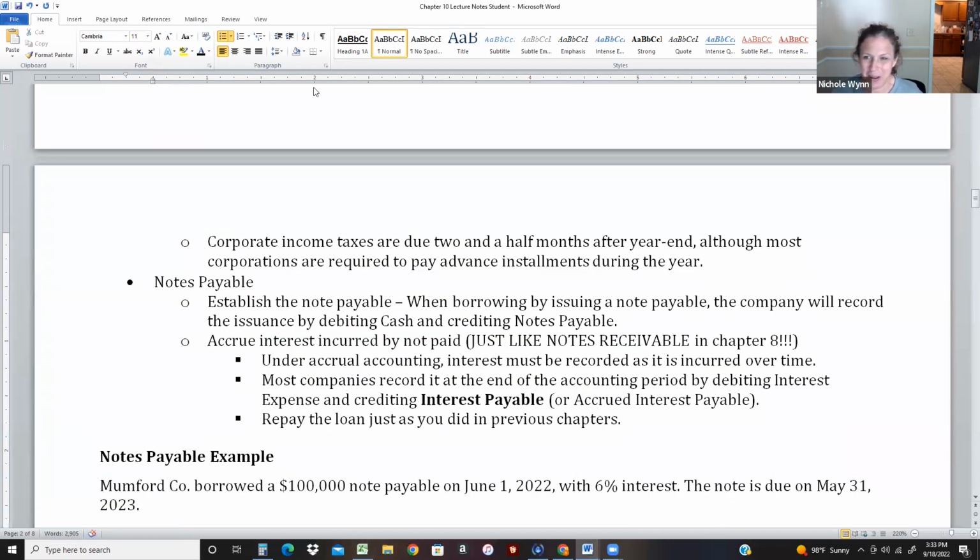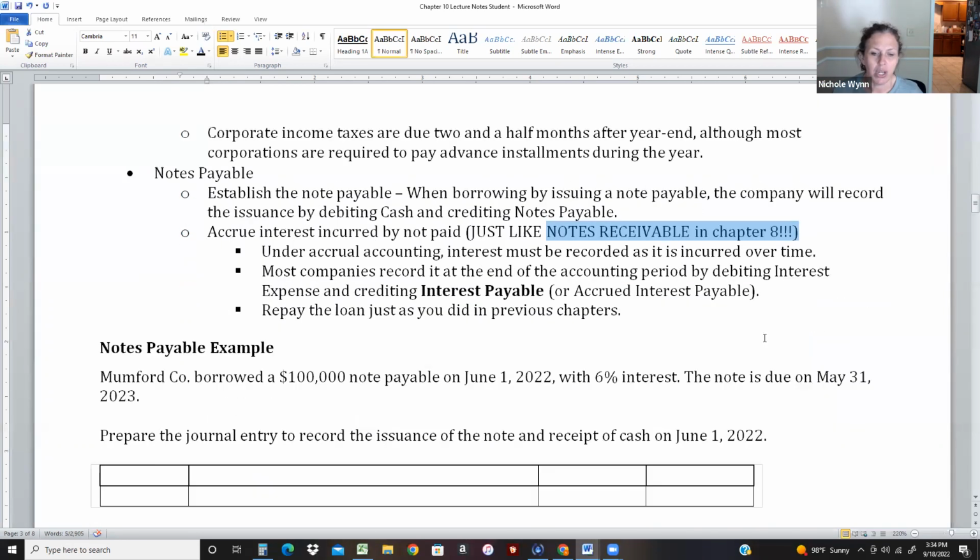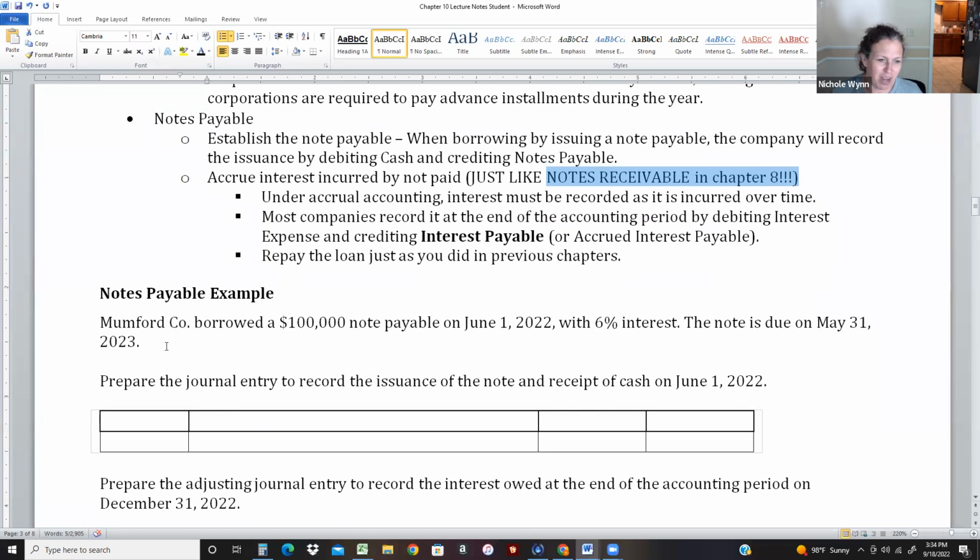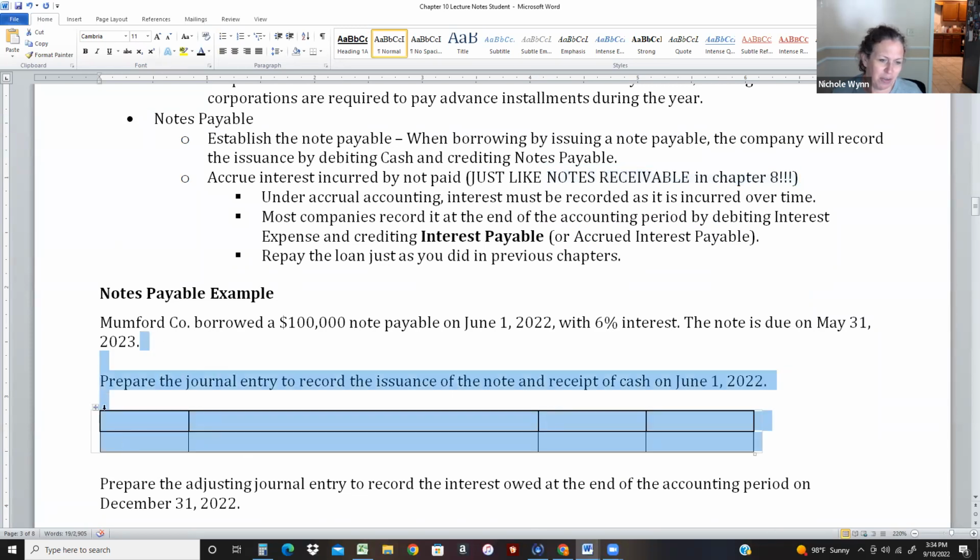Notes payable. Okay, this is exactly like notes receivable that we did back in chapter 8. I guess that was just last week, right? So back in chapter 8, we did notes receivable, but now we're going to do it from the payable side. So this is just like notes receivable from chapter 8, except we're going to be the ones getting the loan instead of giving the loan. So we also did this entry in chapter 2. So this entry is actually a review from chapter 2.